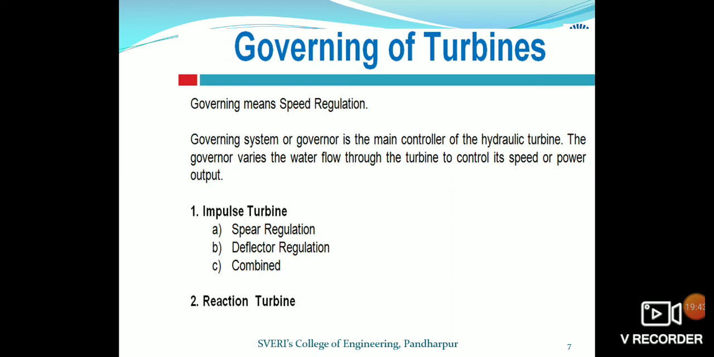And to control the speed, or to make the turbine run at constant speed, governing of the turbine is required. So this governing is required for both impulse turbine and reaction turbine. Governing of the turbine is nothing but control of the discharge of that particular turbine. For an impulse turbine, it can be obtained by spear regulation. The spear assembly is there in the nozzle, so with the help of the spear, we can regulate the discharge. Then deflector regulation is there, and also the combination of spear and deflector.